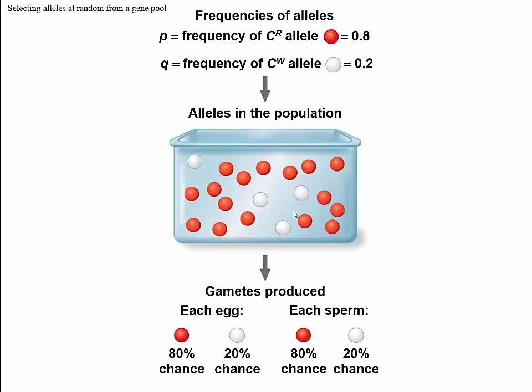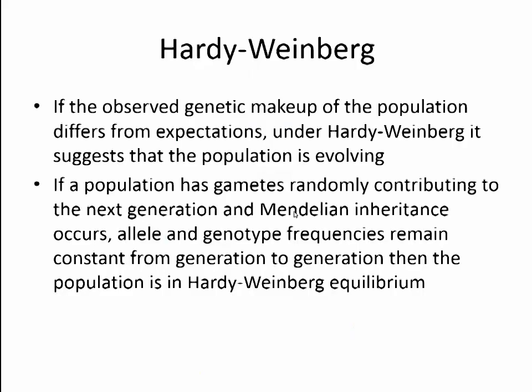If we select alleles at random from a gene pool, this is how we would do it. The big tub has red balls and white balls. We're going to say that they're the alleles for the red flowers and the white flowers. And we know that the frequency of P is 0.8 and of Q is 0.2. So when gametes are produced, the chance of each egg producing red is 80% and white is 20%. Same thing for the sperm. They will produce 80% red and 20% white.